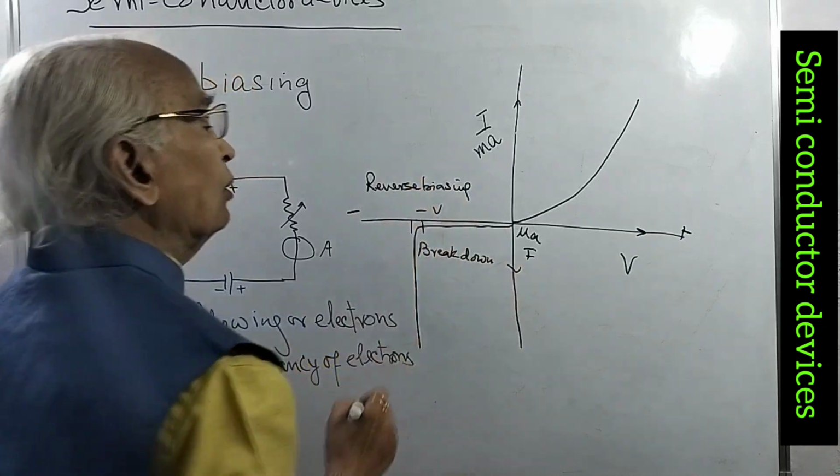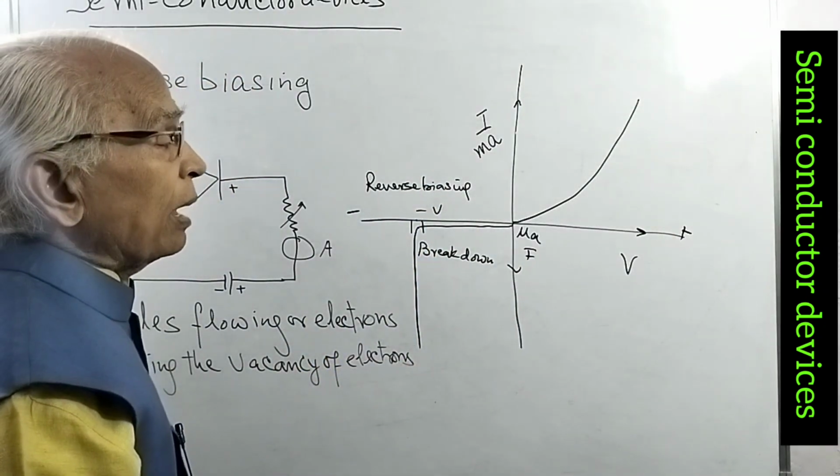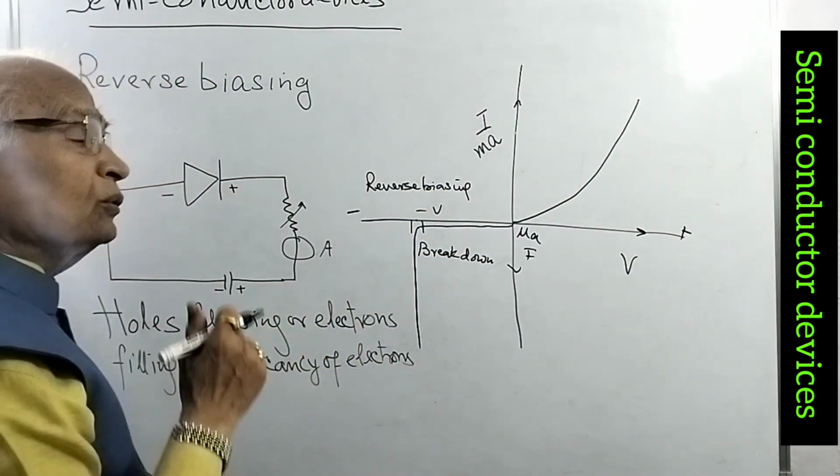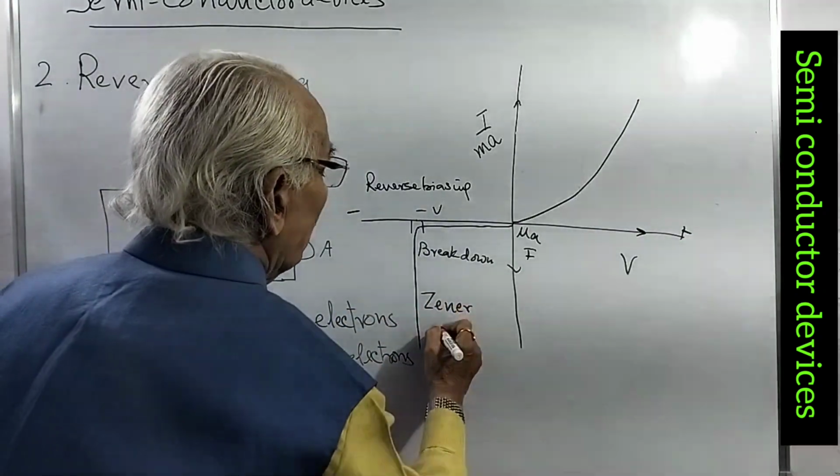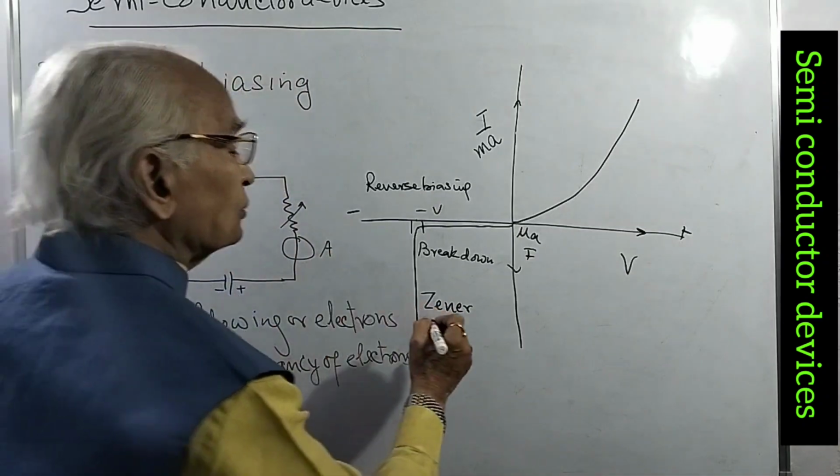Breakdown of the junction diode happens here, and this is also called Zener breakdown. A diode working here is called a Zener diode.